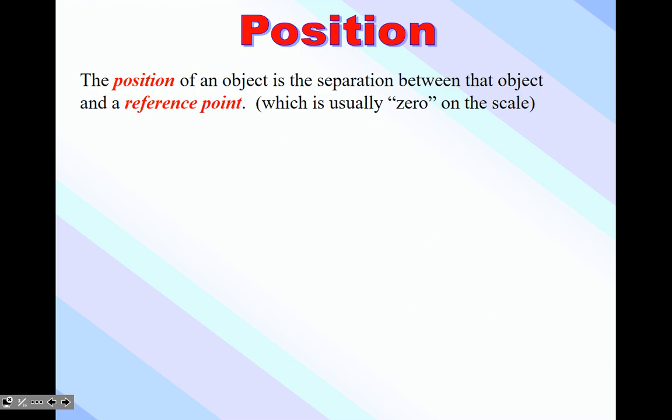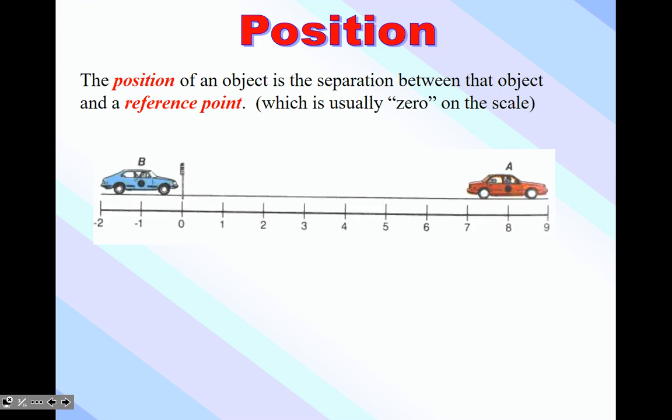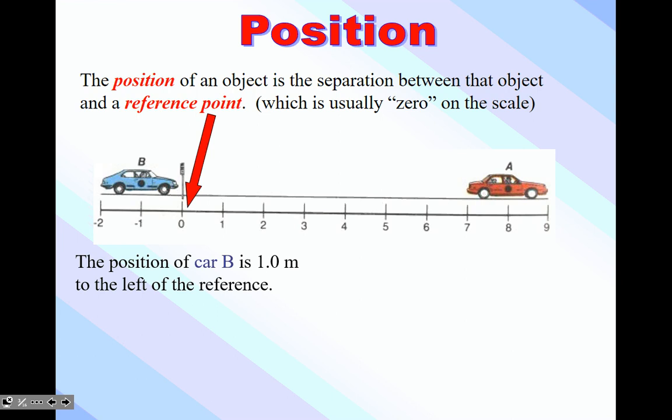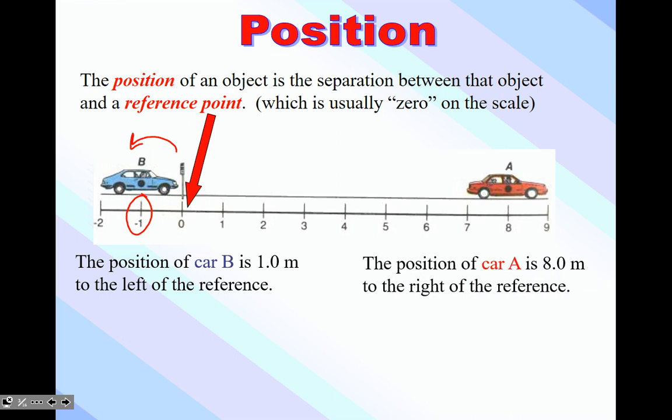So what is position? The position of an object is the separation between the object and a reference point, which is usually 0 on the scale. So in this case here, there's our reference point. The position of car B is 1 meter to the left of the reference point. So it's 1 meter to the left, okay? So we have some direction there. And the position of car A is 8 meters to the right of the reference point. So here's your reference point, and we see that car A is 8 meters away from the reference point to the right, whereas car B is 1 meter to the left.